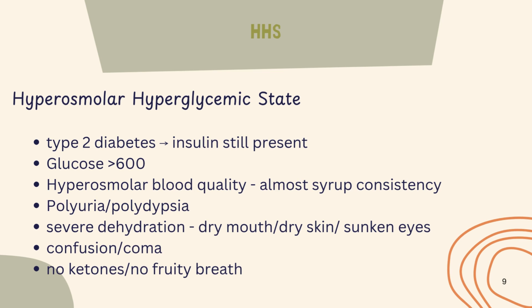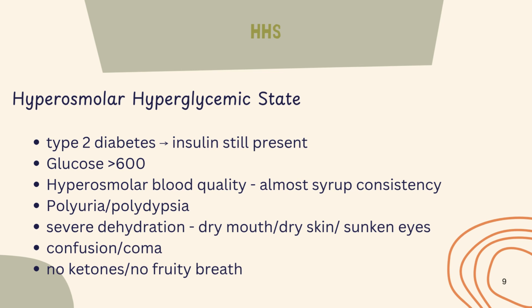And the patient's peeing gallons, severely dehydrated, and the blood is syrupy. And the blood doesn't flow well, and the brain doesn't like that. So again, we have extreme thirst, frequent urination, dry mouth, dry skin, sunken eyes, and again, confusion and even coma, because we're not getting enough blood supply with how syrupy this blood is.